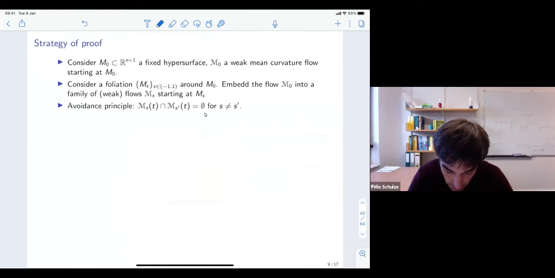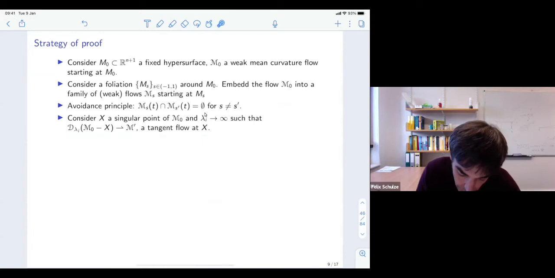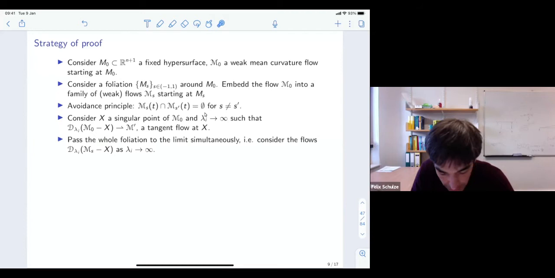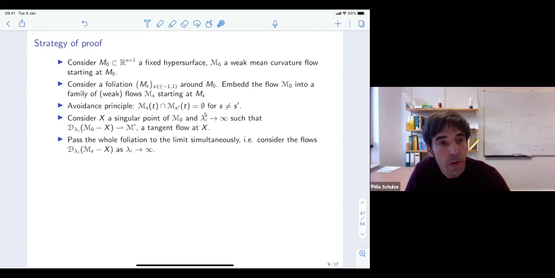Okay, so we have here, we blow this up, we take a sequence of rescalings so that this center flow here at the singular point converts to the tangent flow that was here, the cylinder. Now we pass the whole foliation to a limit simultaneously. So we still fix this one center we had before on the central flow, but we blow up the whole foliation. We rescale the whole foliation. So most of the foliation will be blown away. We don't see much. No?